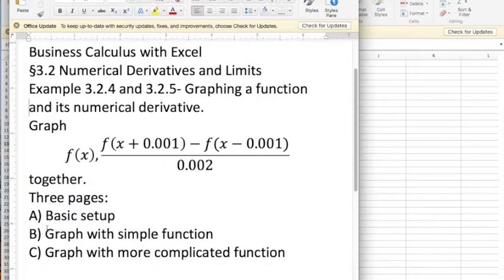There's going to be 3 basic steps, 3 pages: a basic setup page of what we're going to do for all these functions. Then we're going to graph with a simple function, a quadratic function, and look at the graph of the quadratic function and its derivative. And then we're going to look at what we have to do for a more complicated function. The simple function is example 4, the more complicated function is example 5.